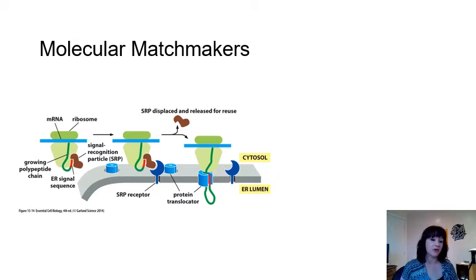Signal recognition particle receptor. So now we have the ribosome in close contact to the endoplasmic reticulum. Then that SRP receptor is going to guide the new protein into that translocator. So the protein translocator now has the protein traveling through it as it's being synthesized. And now the ribosome gets a signal that it's okay to continue making more of this protein.